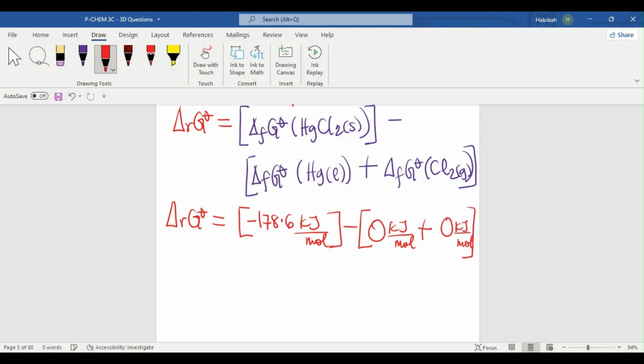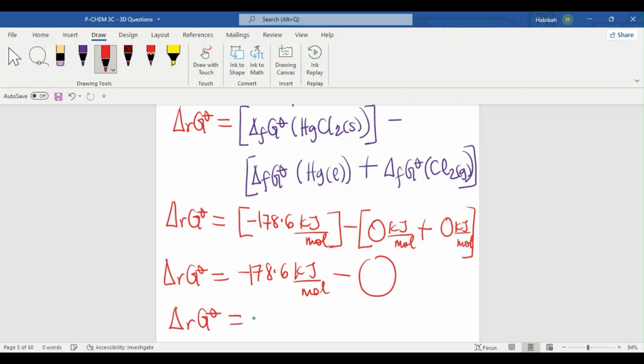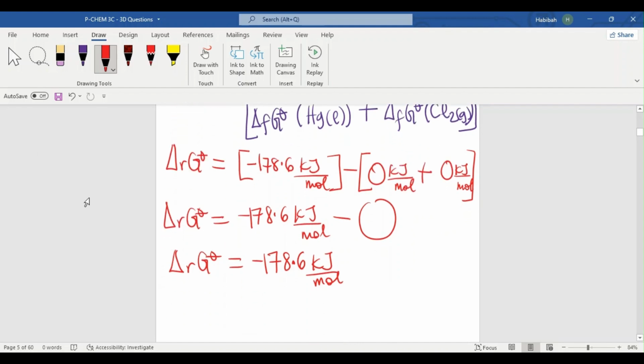So what's just going to happen is us having the Gibbs energy of reaction will be negative 178.6 kilojoule per mole minus 0, which is just simply us getting this answer, which is just negative 178.6 kilojoule per mole. So this is basically the answer to this question.